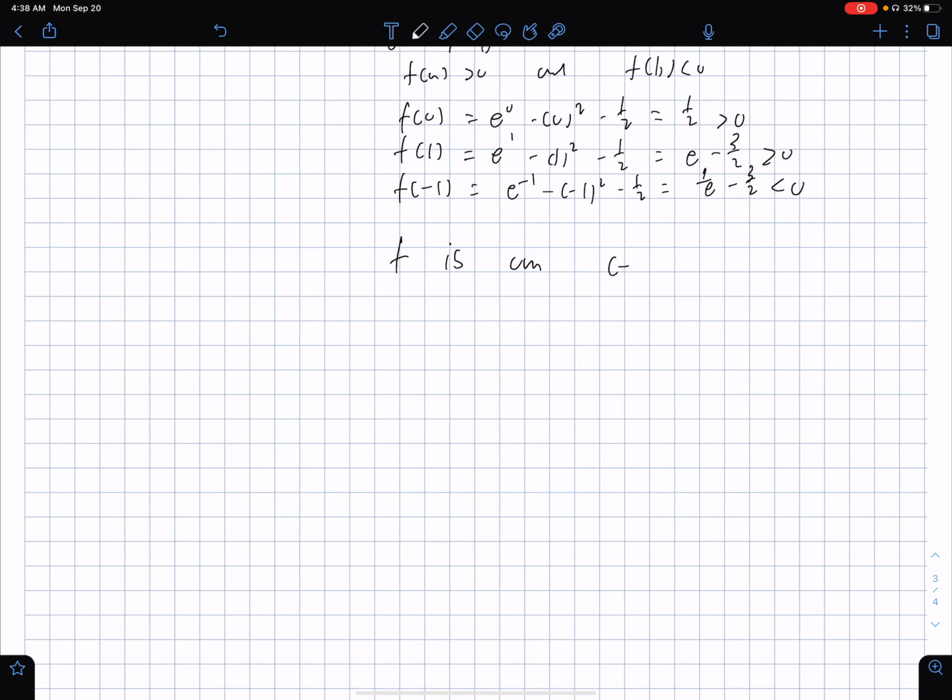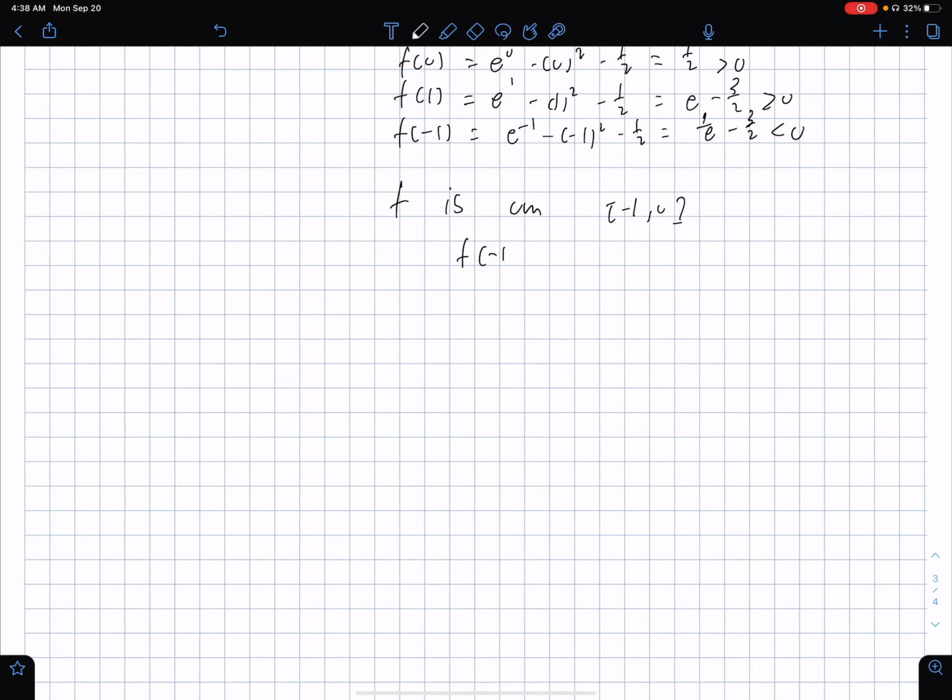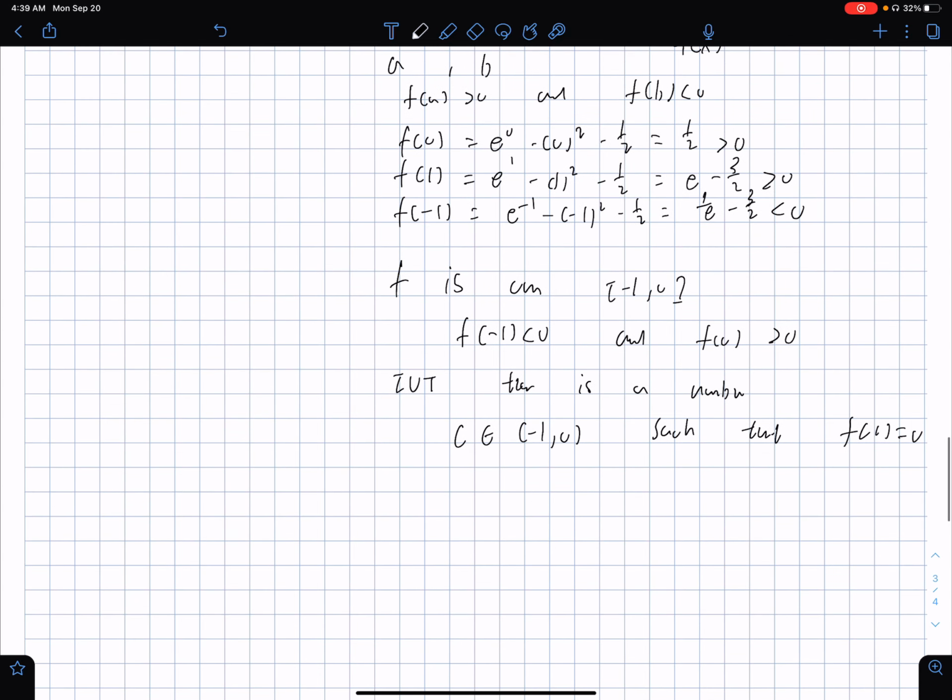on the interval [-1, 0], and that f(-1) is smaller than 0 and f(0) is larger than 0, by the intermediate value theorem, there is a number c in between -1 and 0 such that f(c) equals 0, and we have just solved the problem.